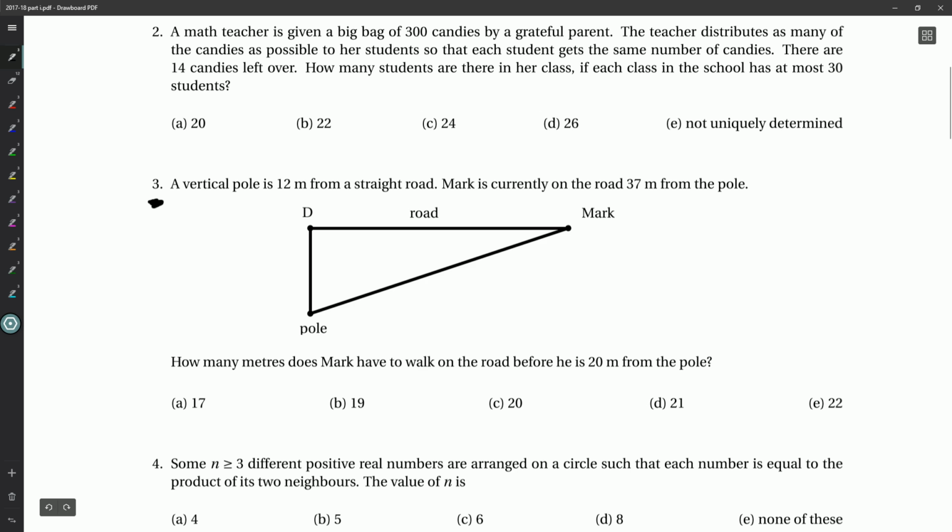In this video we're looking at question number 3 on our Alberta math contest. What have we got? A vertical pole is 12 meters from a straight road. Mark is currently on the road 37 meters from the pole. This looks like a triangle. How many meters does Mark have to walk on the road before he is 20 meters from the pole?